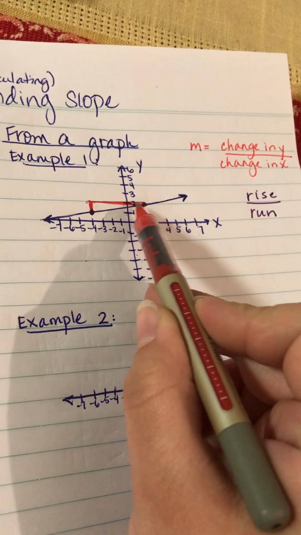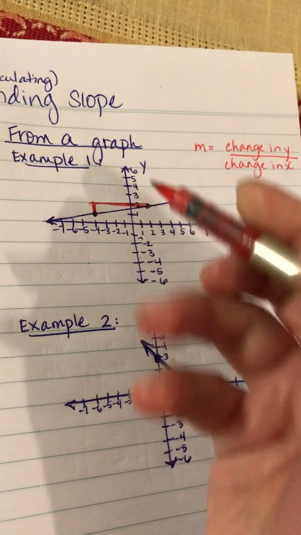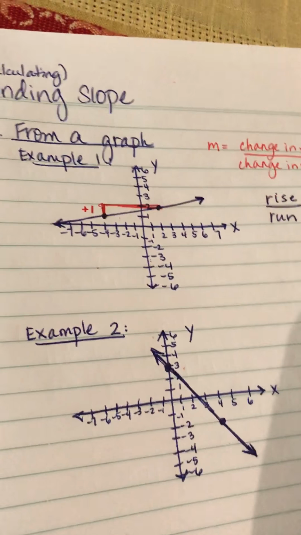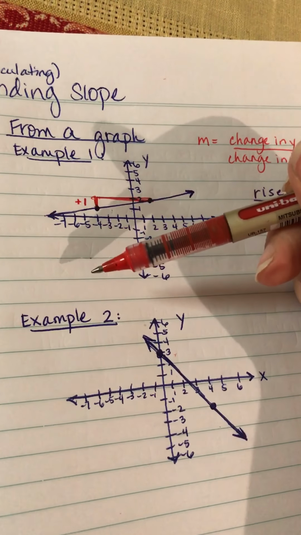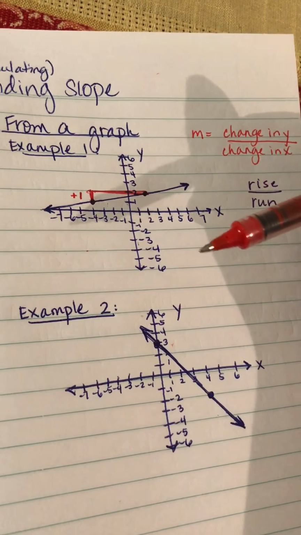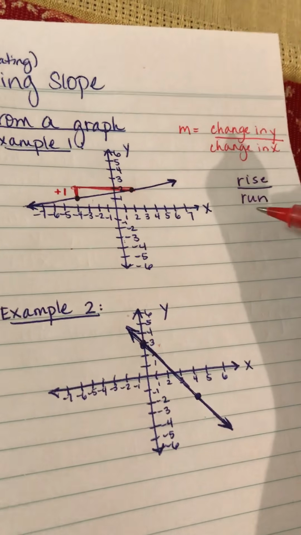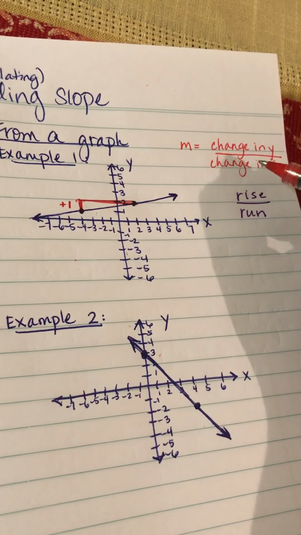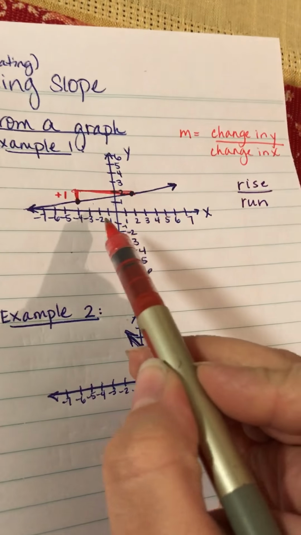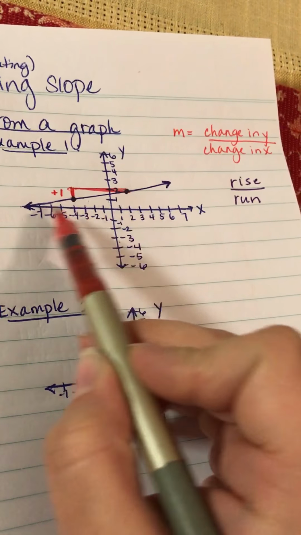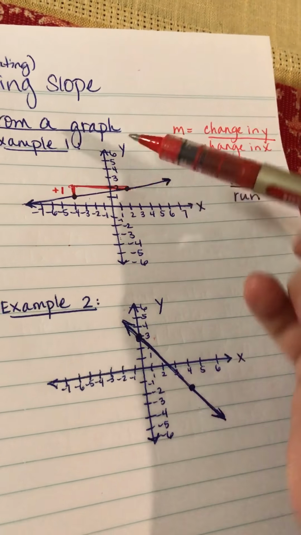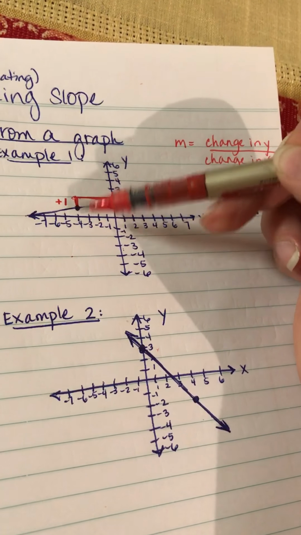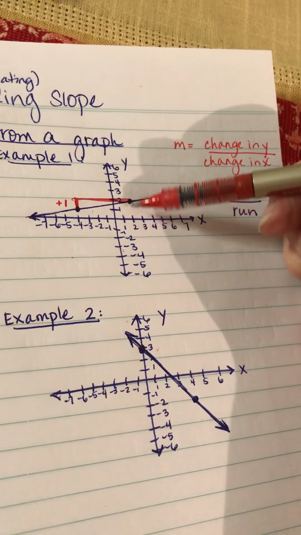This point is at a +2. So I had to go up 1. When you go up, it's positive. If I had to go down, that would be negative. Then the run is equal to the change in the x values. So when we change x values, that's this axis. And so from this point to this point, I would go from a -4 here to a +2.